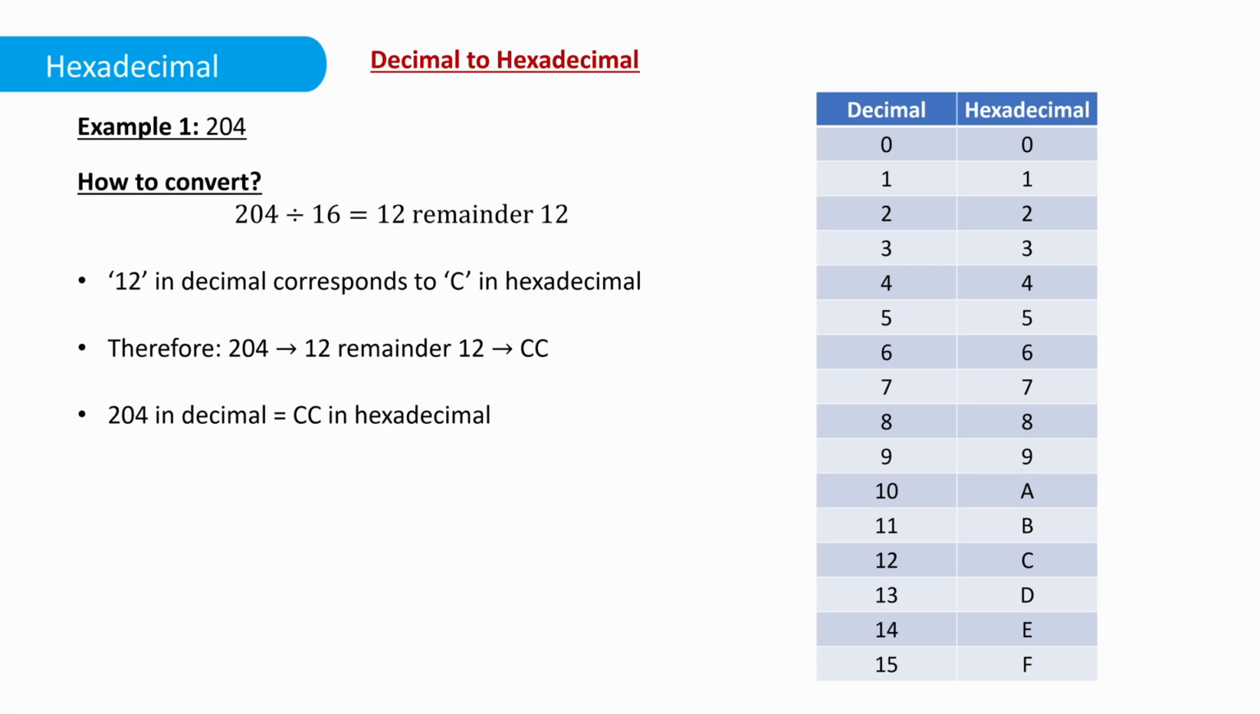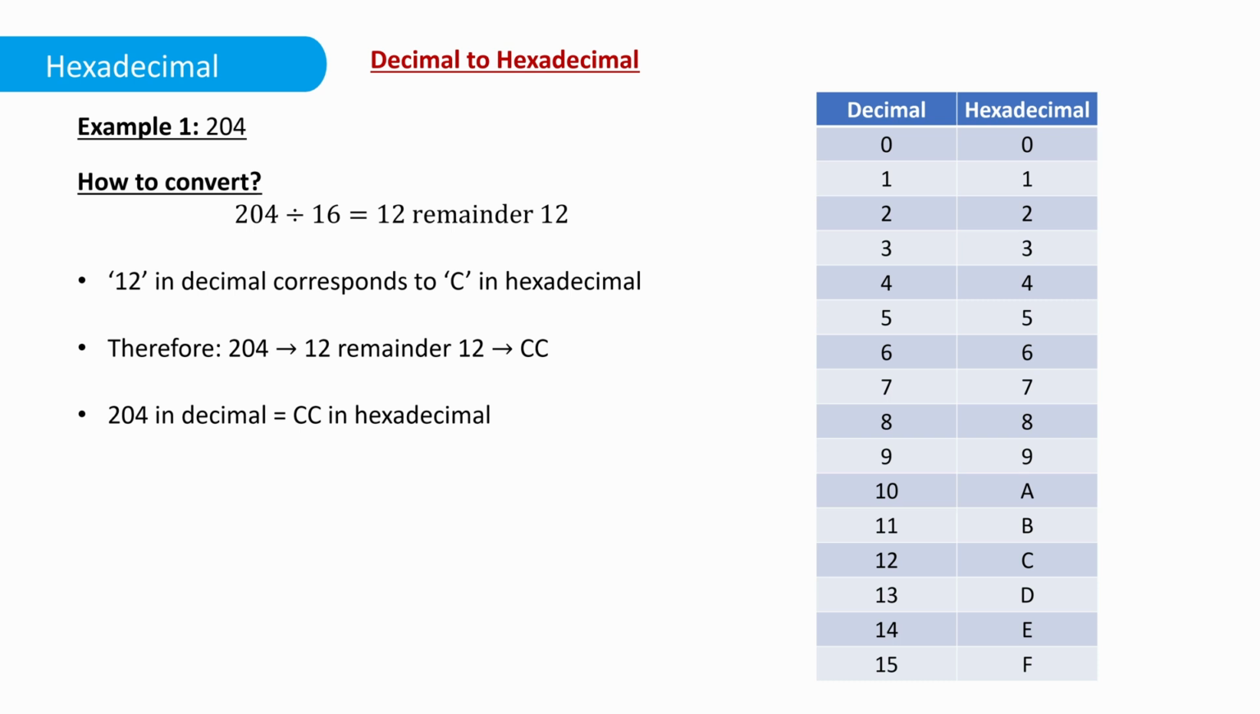If you are here to learn about how to convert from decimal to hexadecimal or how to convert from decimal to binary numbers and want to learn about these methods, then this video is for you. I will tell you the easiest method that can be used to convert from decimal to hexadecimal numbers. So let's begin with this example.